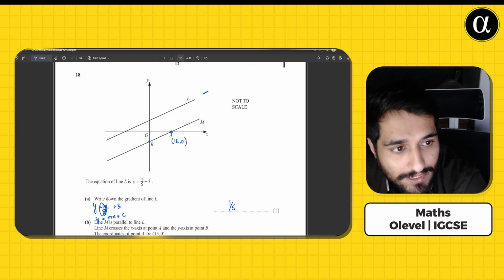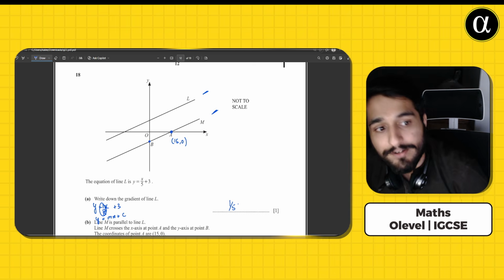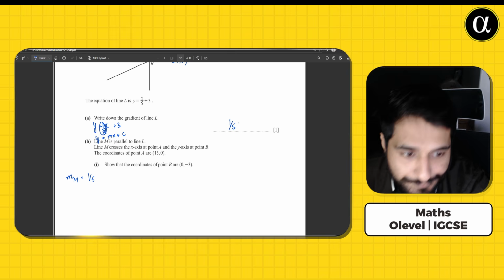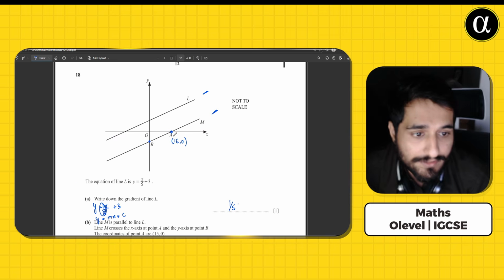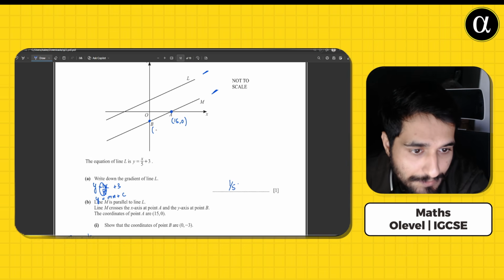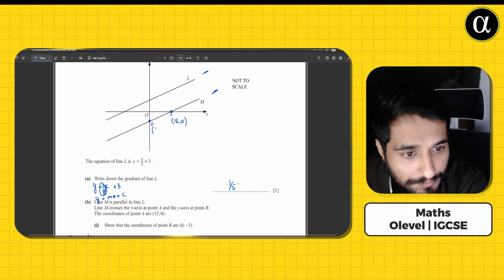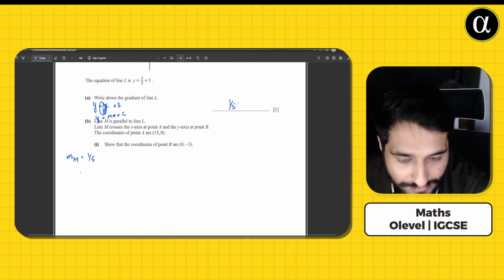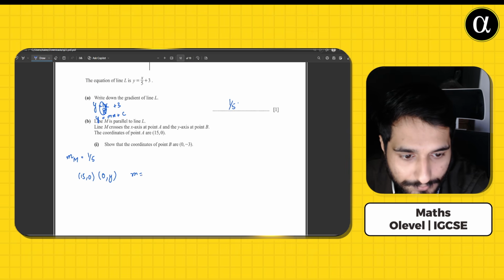Now we need to understand that since these two lines are parallel, the gradient is going to be the same. So we know that the gradient of M is going to be 1 over 5 as well. And we have one of the coordinates, 15 and 0. Since B lies on the y-axis, the x value is going to be 0, so it's going to be 0 and y over here. So for the coordinates 15, 0 and 0, y, the value for m is going to be 1 over 5.